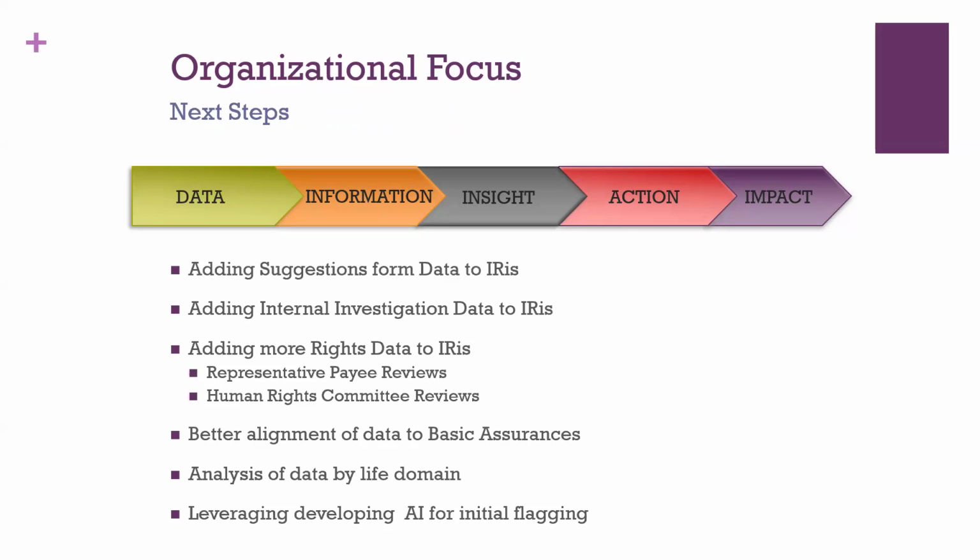There's always next steps for us. So like I said, we're trying to work on suggestion and complaint data to get that into Iris. I'm also responsible for doing all the internal investigations in the agency. So we'd like to incorporate that. Elizabeth mentioned the rights data, adding that to Iris. We do a good job of tracking rep pay e-reviews and Human Rights Committee reviews, but we haven't incorporated it in the system. And if we could, we think we'd benefit from that. For example, better alignment of our data. We'd like to track it better to the basic assurances as a way to examine outcomes.